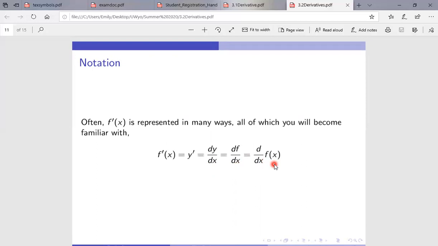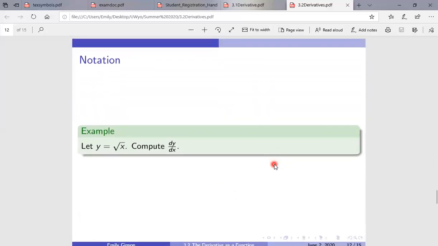So let y equal square root of x, and I want you to compute dy dx. So if dy dx is the same thing as f prime of x, you can go ahead and use our definition for f prime of x, that limit of f of x plus h minus f of x all over h. So take a moment, pause, and see how far you can get with this example.